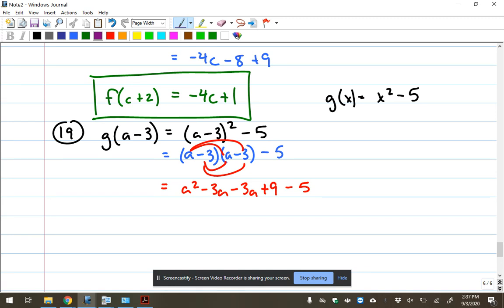Simplify like terms together. a squared doesn't have any other squared, so that's only one. -3a and -3a is -6a. 9 and -5 is +4. And there we have g of a minus 3.